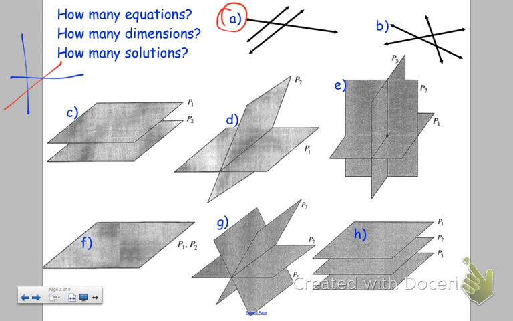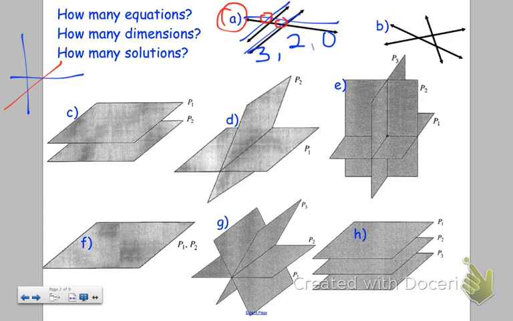So this would be, there's 1, 2, 3 lines. So there's 3 equations. There's 2 dimensions, because it's just x and y. And there are 0 solutions, because graphically, they have to all meet at the same point. Now, they don't all meet anywhere at the same point. These two meet there, these two meet there. But to have a solution, they would all have to cross through the exact same point.